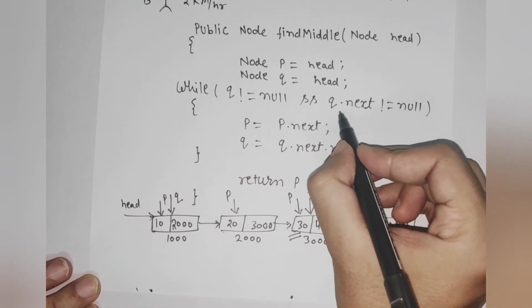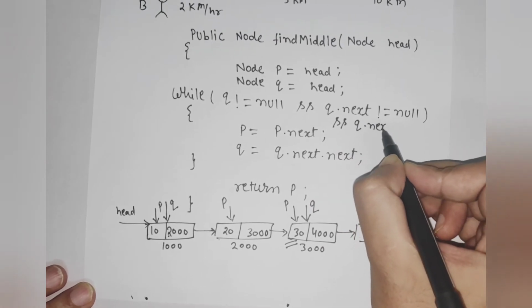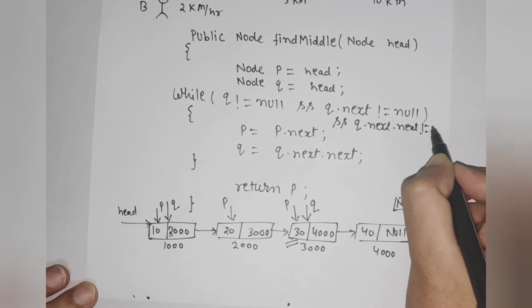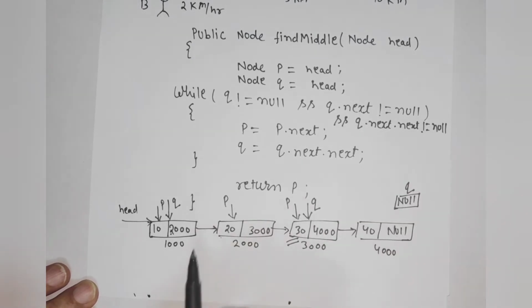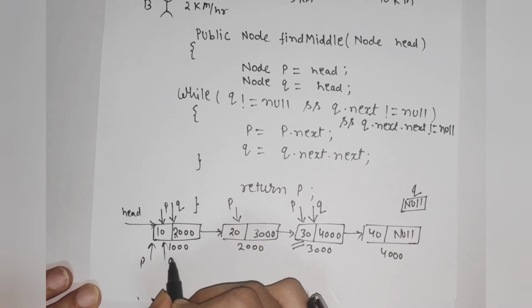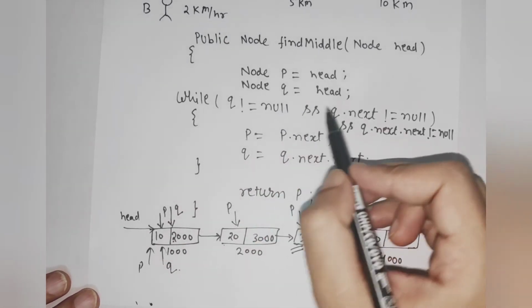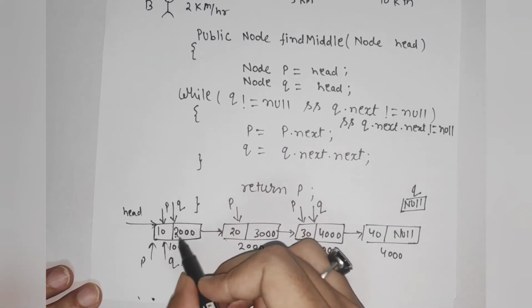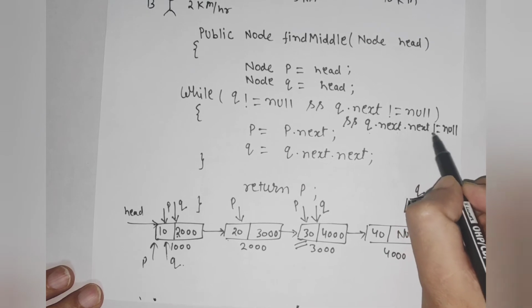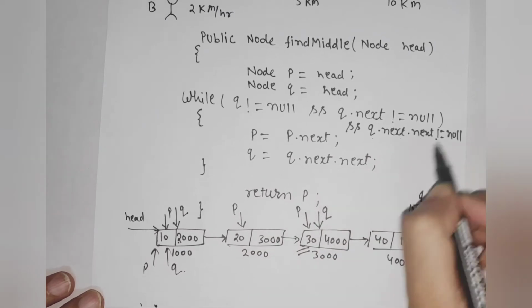So we will add one more condition, Q dot next dot next not equal to null. Now again we will run this code. So my P and Q will be at the initial position. After that we will check Q not equal to null. So yes, Q not equal to null and Q dot next not equal to null. Q dot next is also not equal to null and we will check one more condition Q dot next dot next not equal to null. So Q dot next is 2000 dot next is 3000. So which is not equal to null.